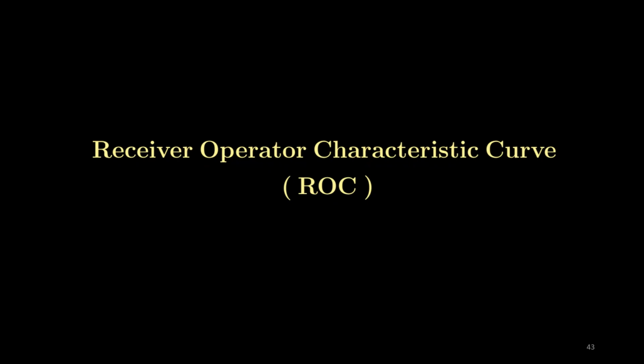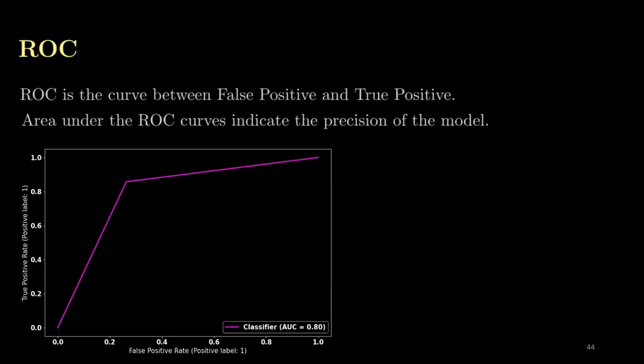So in this lecture, we are going to learn another important metric that can be used to evaluate the performance of a classifier. This metric is known as receiver operator characteristic curve, or in short, we can call it ROC. So what is ROC? ROC is the curve between false positive and true positive.